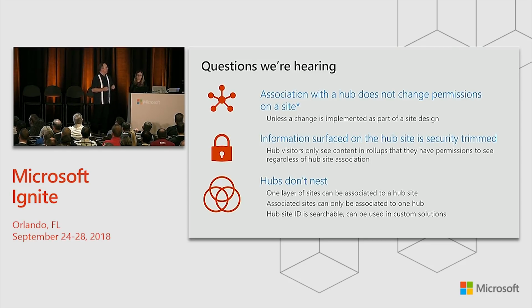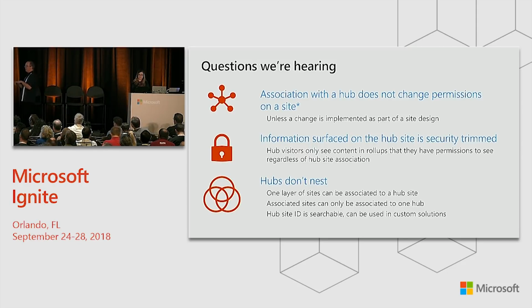The second one is that all information on the associated sites that is ACLed down will not be displayed if it has more restrictive ACLs. That is to say, nothing that the user doesn't already have the rights to see will show up in the aggregation parts. And finally, the question that I think a lot of you have been pestering Melissa about is, right now, hubs don't nest. Everything is one level. One hub site to one layer of associated sites, and each associated site can currently only be associated to one hub site, two sides of that same coin.